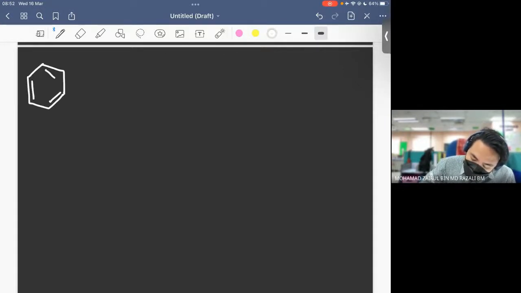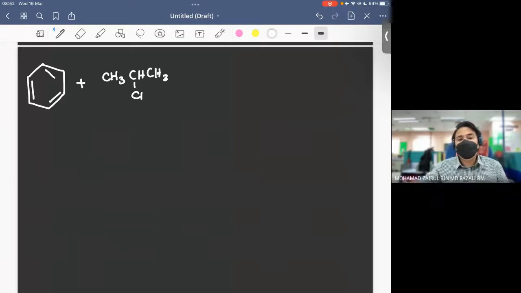So, benzene plus CH3CHCl. Ni saya ambil contoh. Yang ini ada rearrangement. Tapi rearrangement dia agak berbeza. Yang ada rearrangement, saya akan tunjuk dalam next class nanti. Sebab dia lain sikit.